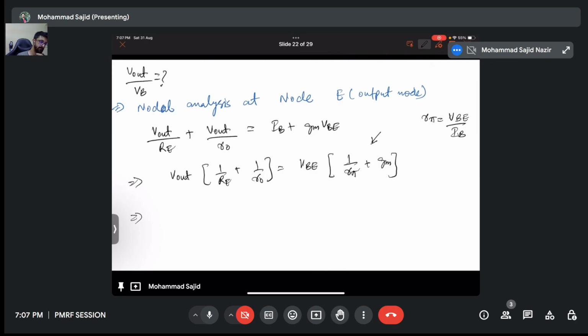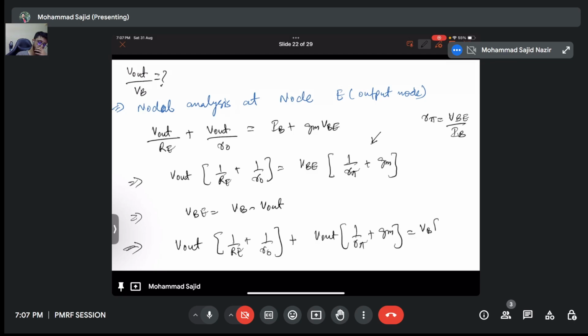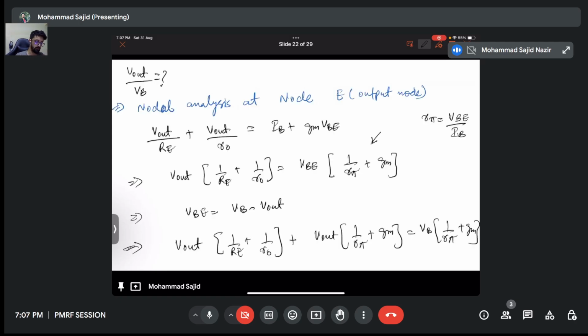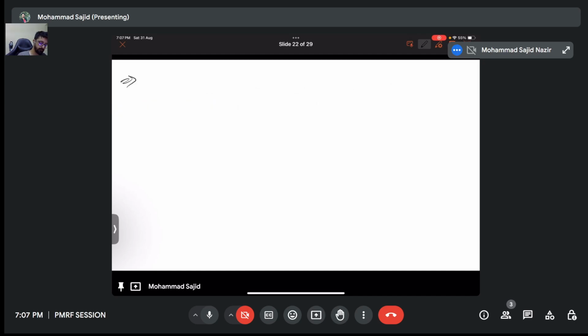So VBE is equivalent to VB minus V out. So simplifying it, I will get, plus, taking V out common here, here and here.